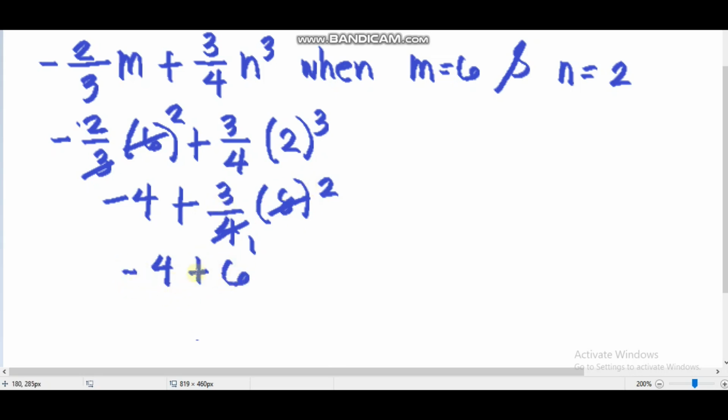Since it's unlike signs, are you going to add or subtract? Very good. You're going to subtract. So, we will subtract 4 and 6. So, you will have 2. Now, what is our sign for 2? Positive or negative? Positive. That's correct. Since 6 is greater than 4, we will have positive. 6 has the greater absolute value. So, our answer is positive 2.